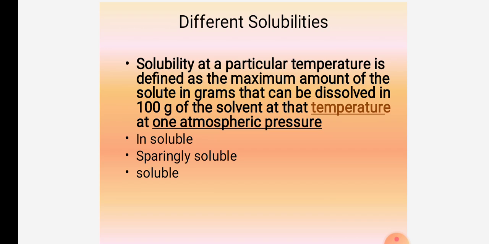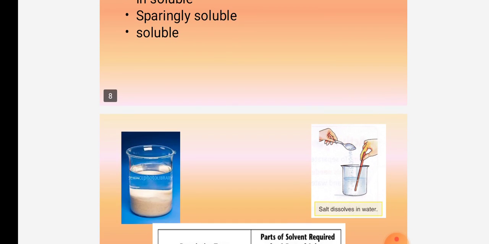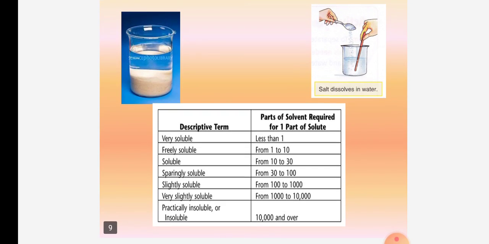What are the different solubilities? It may be insoluble, sparingly soluble and soluble. So these 3 terms we are supposed to know. Okay, what is meant by this? Insoluble, sparingly soluble and soluble. Now let us look into the first picture. You can see in a beaker, in water, the salt is taken and the salt is completely settled at the bottom. That means it is insoluble.